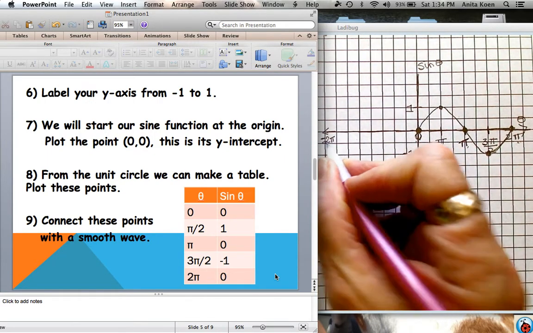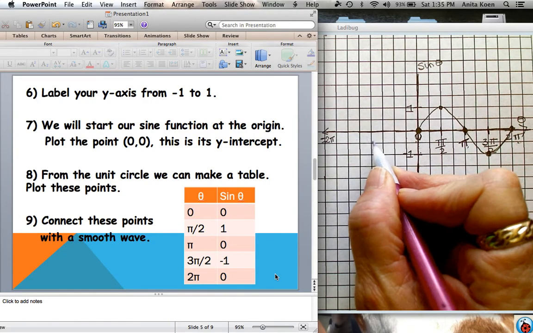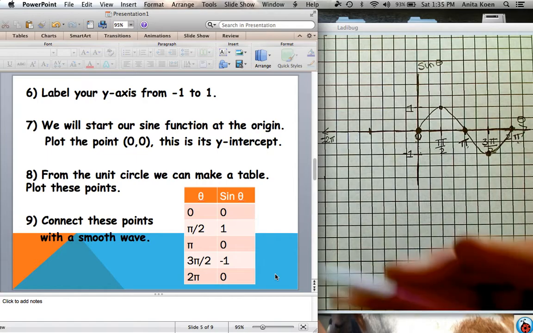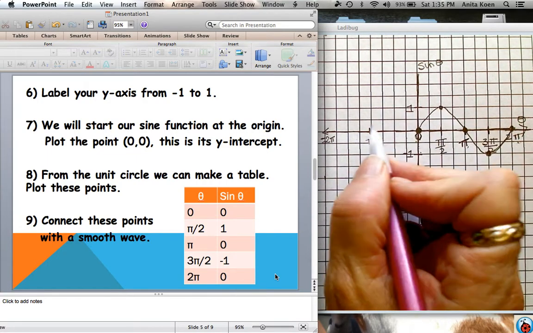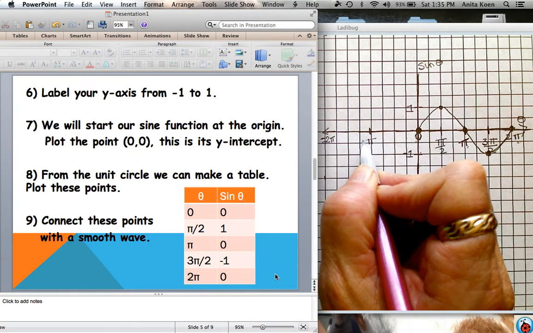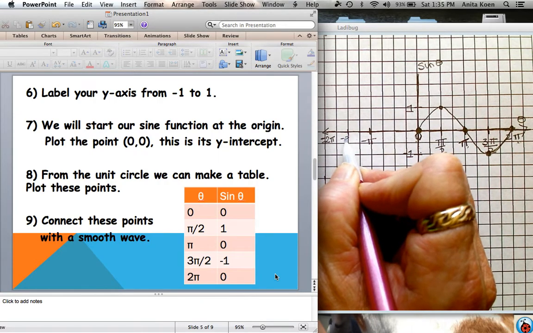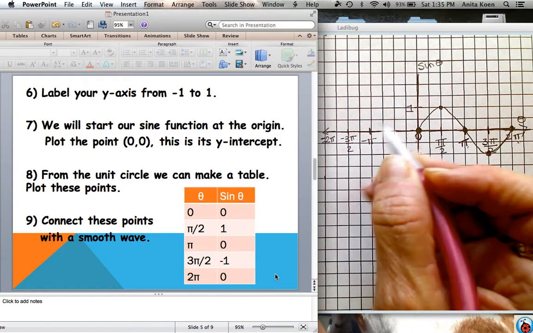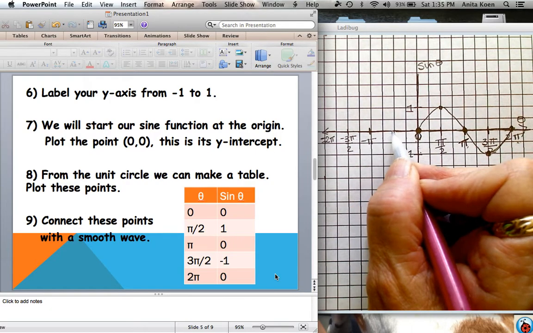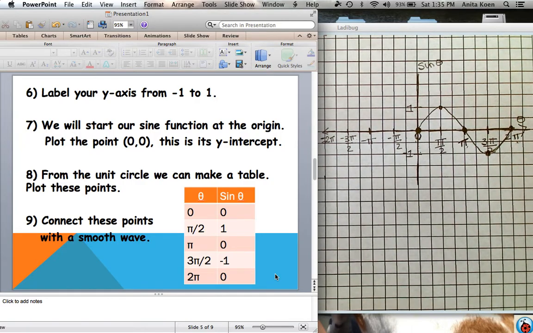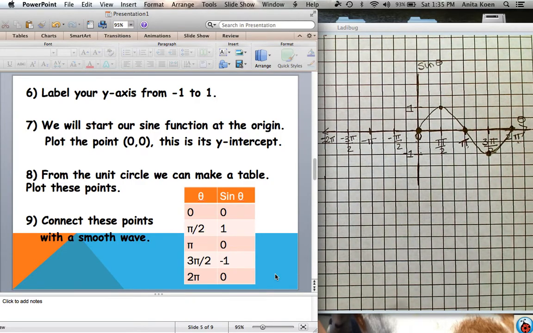So 0 to negative 2 pi, halfway in between there is going to be negative pi. Halfway from negative pi to negative 2 pi is negative 3 pi over 2. And halfway between 0 and negative pi is negative pi over 2. So I've labeled them in the opposite direction.